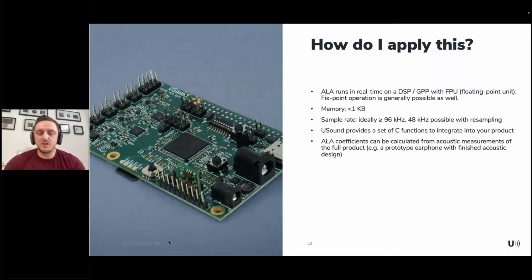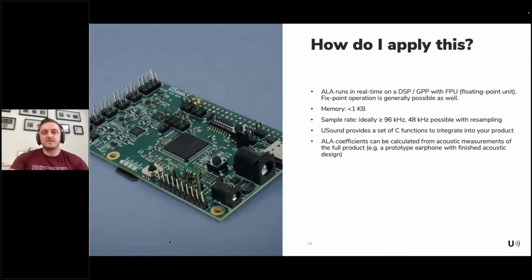Now the ALA, of course, runs in real time. It requires memory of less than 1 kilobyte. Ideally, the sample rate would be at or higher than 96 kilohertz. 48 kilohertz sample rate is possible if we include the resampling, of course. Now, the way that we provide this is we provide a set of C functions to integrate into your final product. And we also provide the ALA coefficients that we calculate from acoustic measurements of the final product, ideally of the final product or a prototype earphone with finished acoustic design.